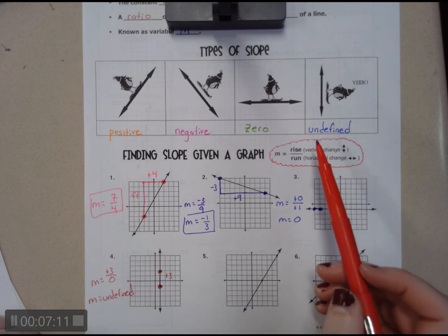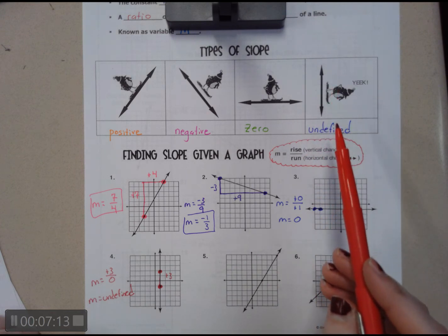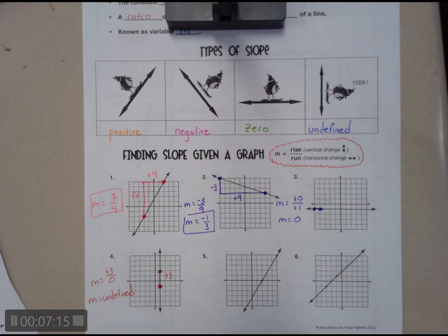Which is why here it's undefined. And if you put 3 divided by 0 into a calculator, you're going to get an error message. It might say error domain or error cannot divide by 0. Okay? Alright, so let's take a look at number 6.